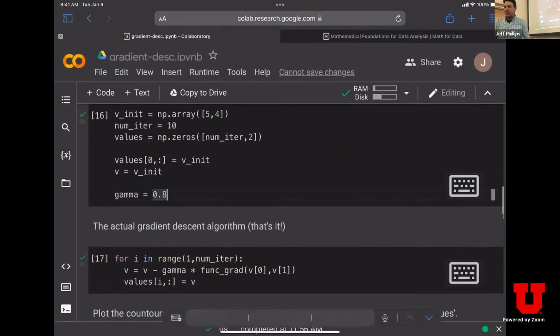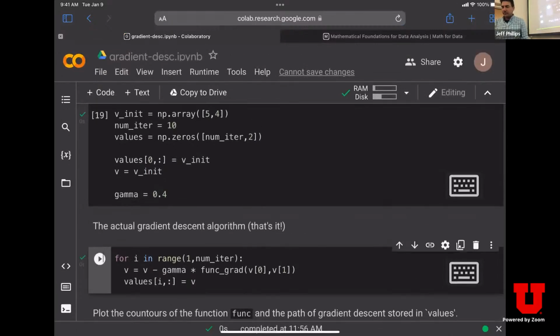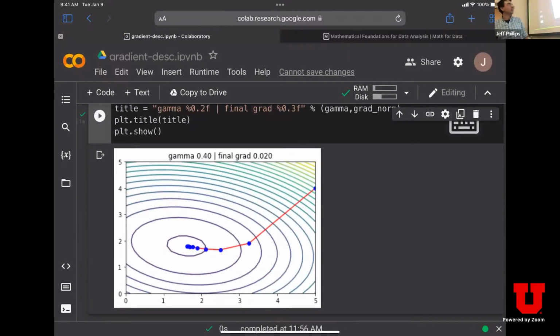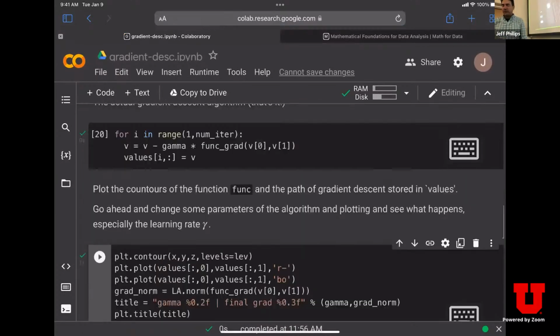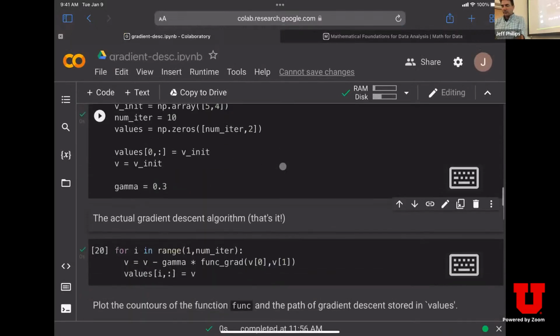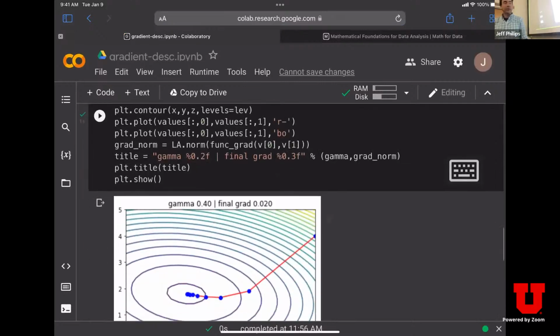We did 0.5, which converged. Let's try 0.4. Okay, this is looking a little bit better, right? See how it's kind of more smoothly curving in here? This is kind of like what you want to see. I think 0.3 is going to be a sweet spot here. Okay, and 0.3 is kind of curving in. This is probably about what you'd like to see.